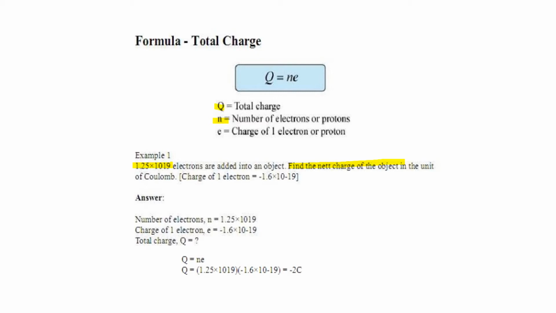The charge of one electron is given as 1.6 into 10 to the power minus 19. This is the value of e. It's a very simple question. You simply need to put all the values in the formula, that is Q is equal to Ne, and it comes to 2 coulomb of charge, minus 2 coulomb. I think it's clear. We write minus here because we are talking about electrons.